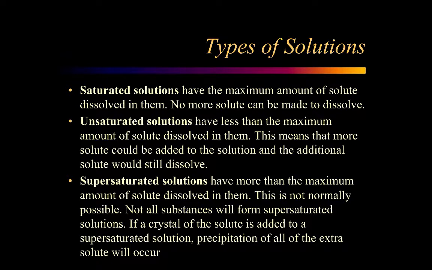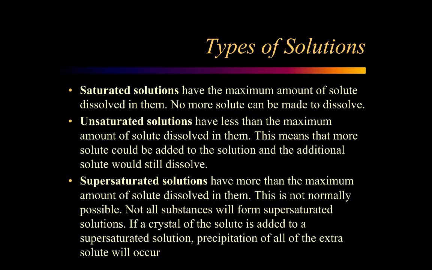There are three types of solutions that you learned about. There are saturated solutions, unsaturated solutions, and supersaturated solutions. A saturated solution is one that has the maximum amount of solute dissolved in it. An unsaturated solution has less than the maximum amount of solute, and then a supersaturated solution has way more solute than solvent. So let me give you an example of each.